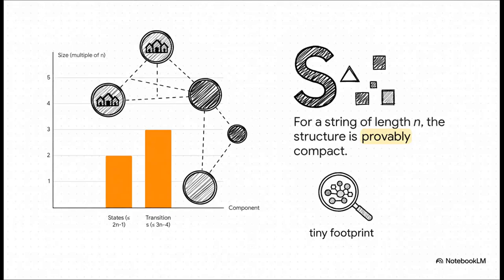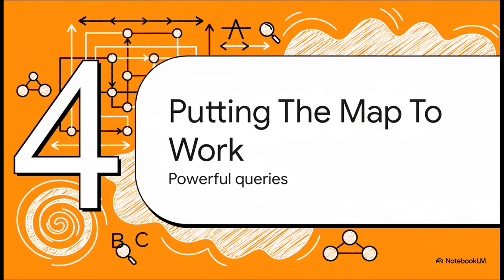And the result of all this careful work? A structure that's just shockingly small. For any string of length n, you're guaranteed to have, at most, about 2 times n states and 3 times n transitions. That is an incredibly tiny amount of space to store information about every single substring. So we've built our map. Now for the really fun part. Let's actually put it to work.